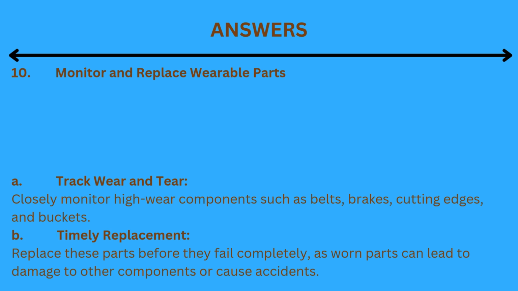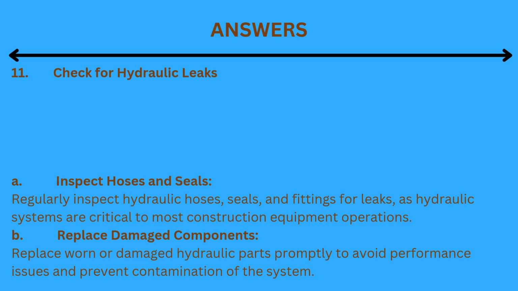10. Monitor and replace wearable parts. A. Track wear and tear. Closely monitor high-wear components such as belts, brakes, cutting edges, and buckets. B. Timely replacement. Replace these parts before they fail completely, as worn parts can lead to damage to other components or cause accidents.